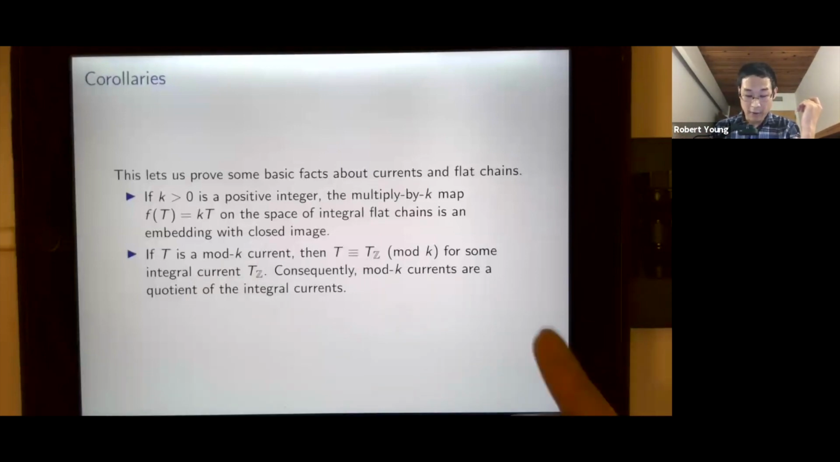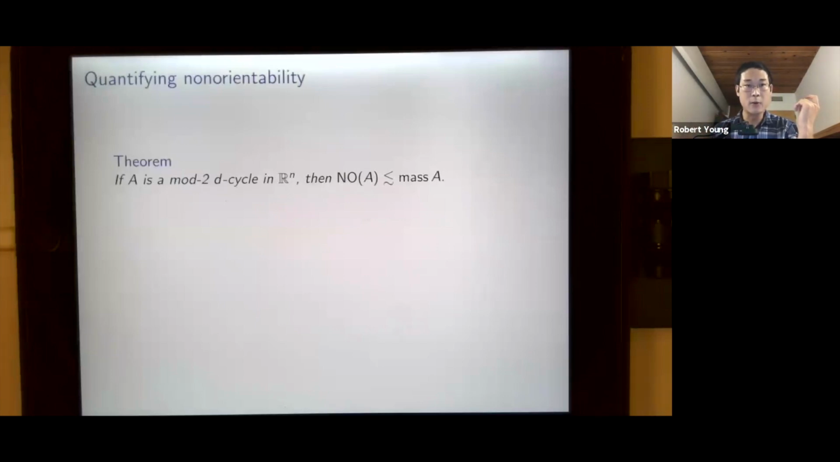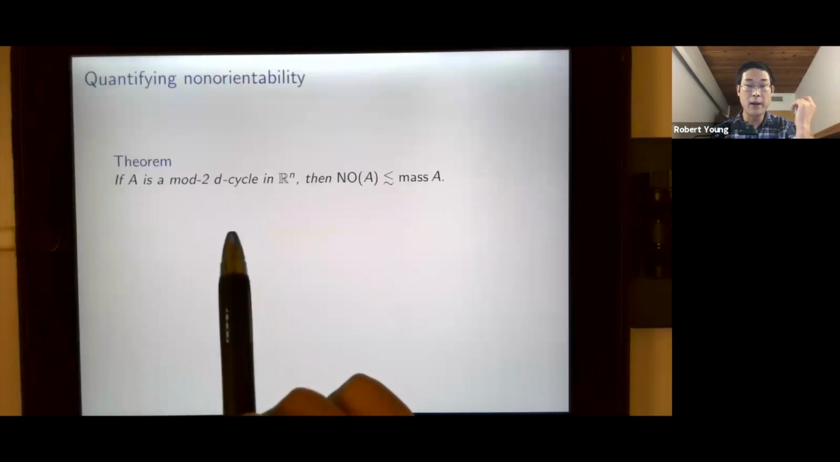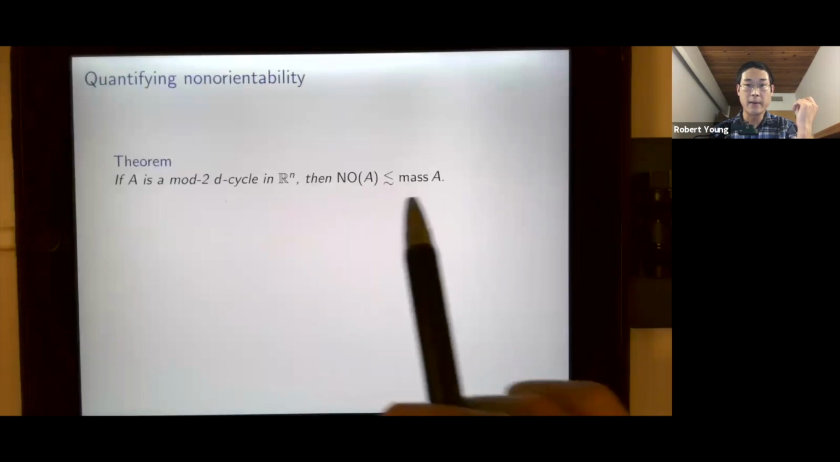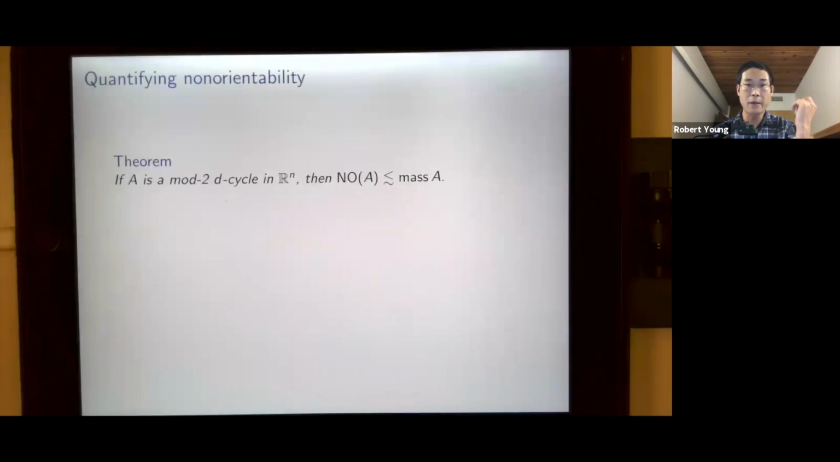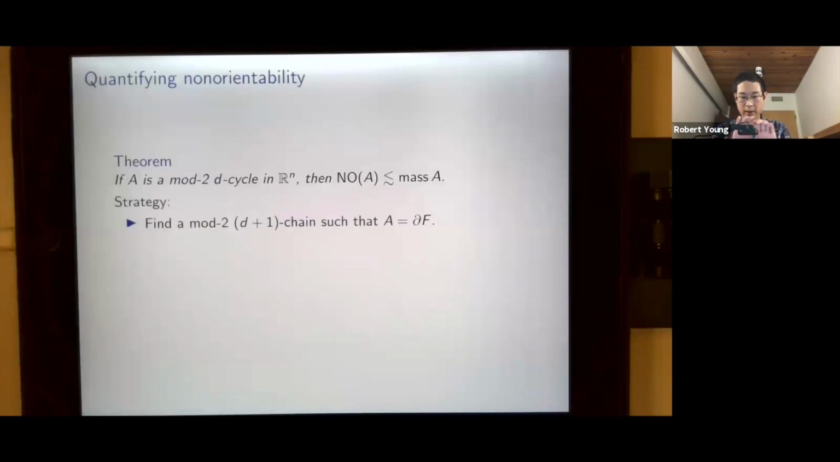So how do we prove the theorem? How do we show that if you have a mod 2 d cycle in Rn, then the non-orientability is bounded by a constant times the mass? The basic idea is that we're going to do something roughly, or at least philosophically, similar to what we did with the Klein bottle. For the Klein bottle, we took our Klein bottle, we tried to cut it through the neck, and we added on these 2 extra discs.